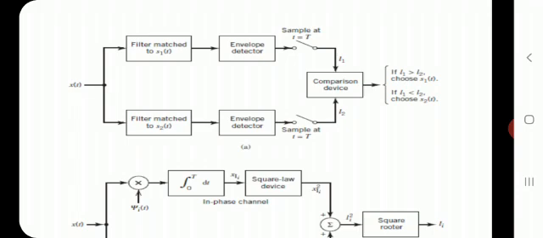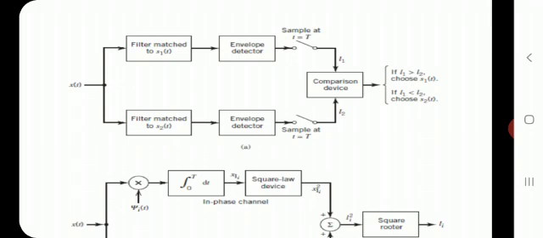Suppose signal S1 of t is transmitted for the interval t greater than or equal to 0 and less than or equal to T. An error occurs if the channel noise w of t is such that the output L2 of the lower path is greater than the output L1 of the upper path. Then the receiver decides in favor of S2 of t rather than S1 of t. To calculate the probability of error so made, we must have the probability density function of the random variable L2, represented by the sample value of L2 here.